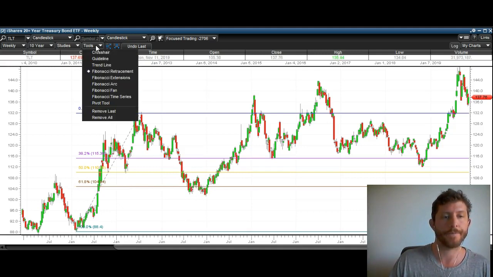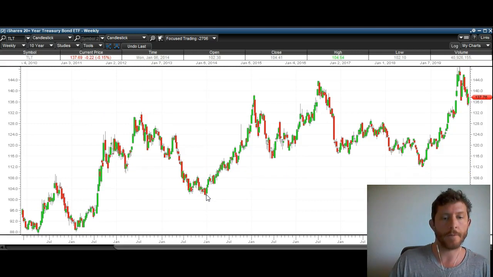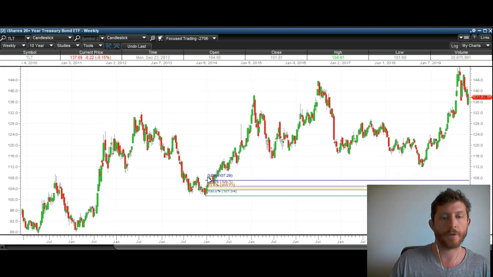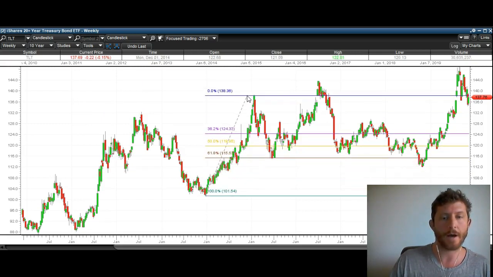Then I'm going to draw it from down here. This run started there, ended about right there. What do you know? It got that first bounce at 38.2, bounced up here, and then ultimately headed down to the 61.8. And what do you know? It got a nice bounce from there.